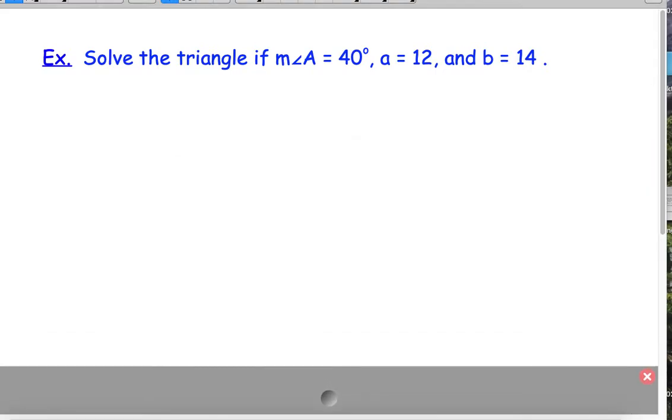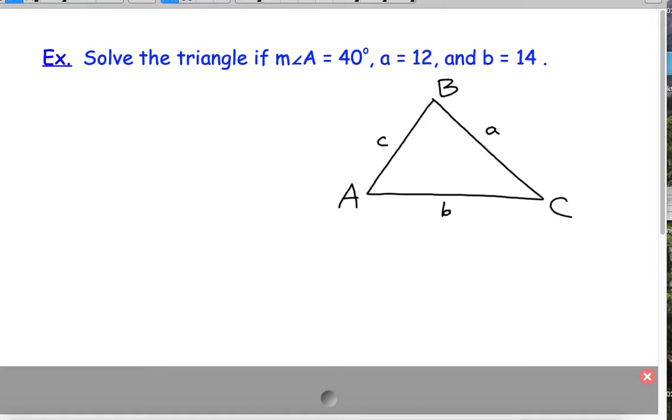Let's solve this triangle. First, let's draw a nice picture for it. And let's call, doesn't matter, let's call this A, this B, and this C. So side A is over here, side B is here, side C is here. What they gave us was angle A, 40 degrees. Side B, which was 14, no units on that, and side A, which was 12.